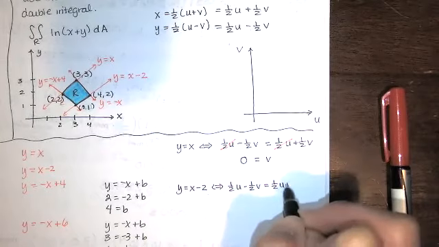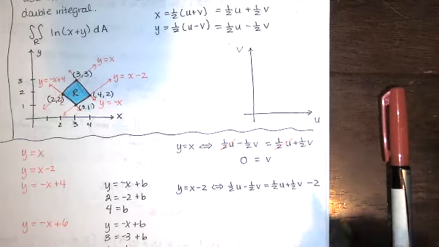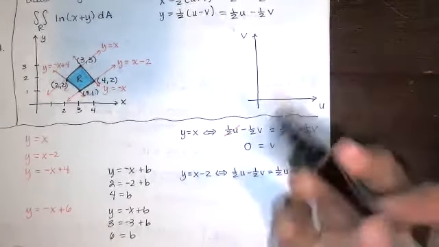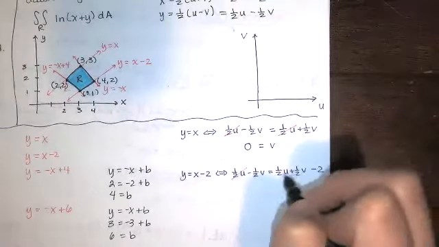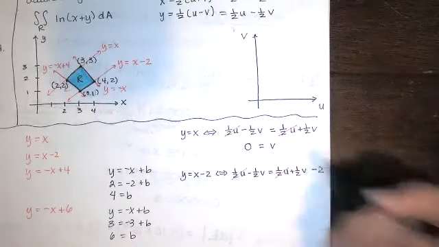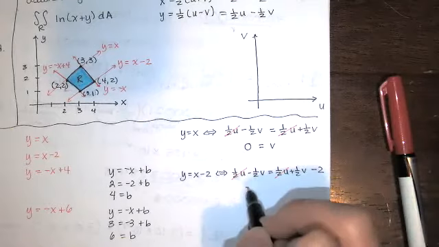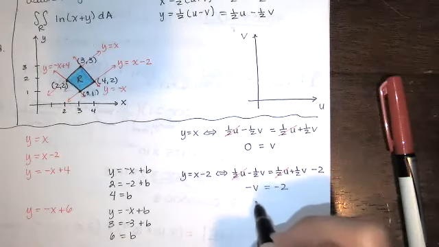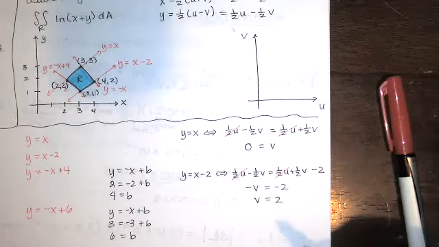So I have y equals x minus 2. The 1/2 u's are gone when we subtract those from both sides. Let's subtract 1/2 v from both sides. Then we'll have negative v equals -2. So v equals 2.